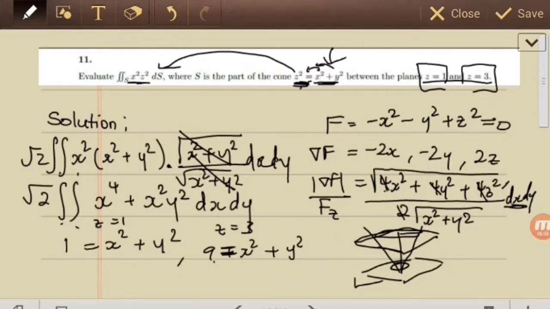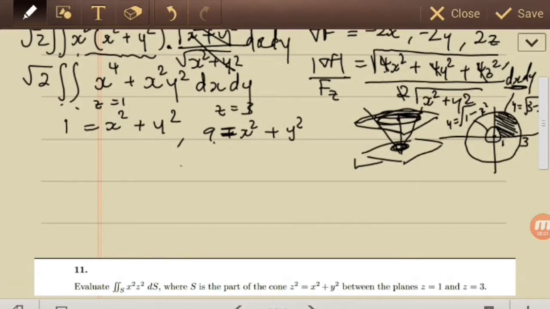So this is a circle when z is equal to 1, and that's a circle when z is equal to 3. So in a way we have a representation of where x and y lie. So it's from 1 to 3. From 1 to 3. Okay, so let's try and compute this.